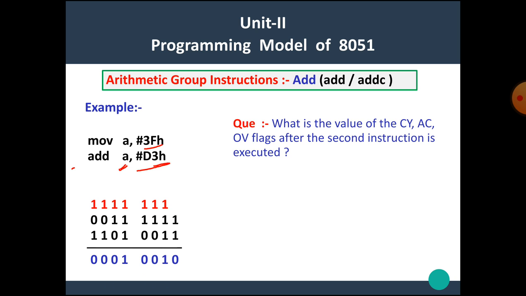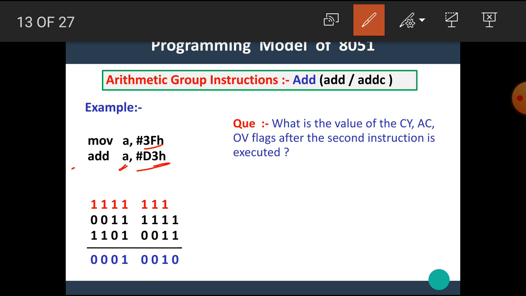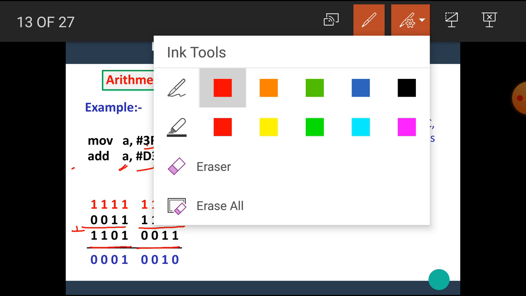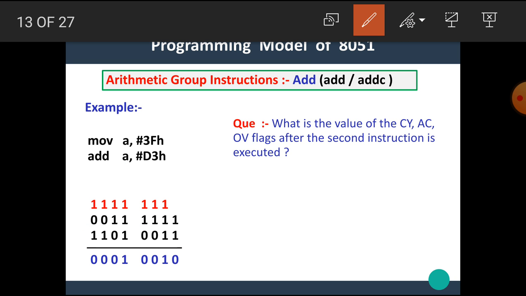3Fh means 0011 1111, where 3 means 0011 and F means 1111. This gets added with D3h. D means 1101 and 3 means 0011. After addition we get the result: 1 plus 1, sum is 0, carry is 1. We know that in case of 1 plus 1 plus 1 we have sum 1 and carry 1. 1 plus 1, sum is 0, carry is 1.